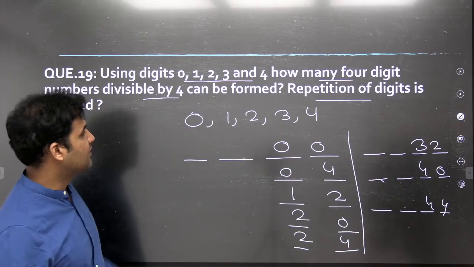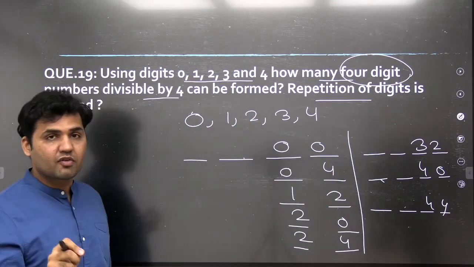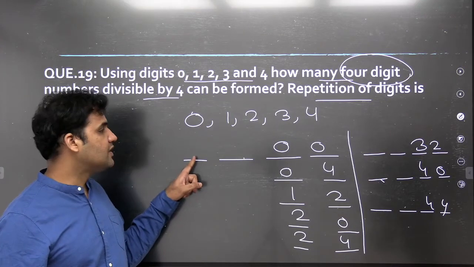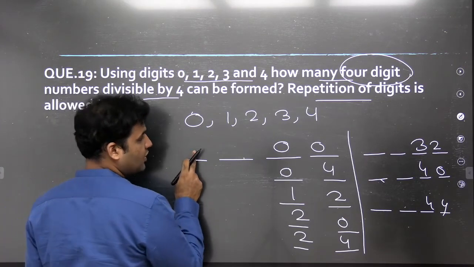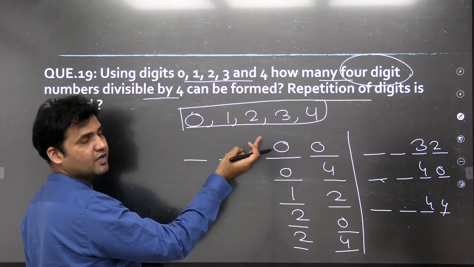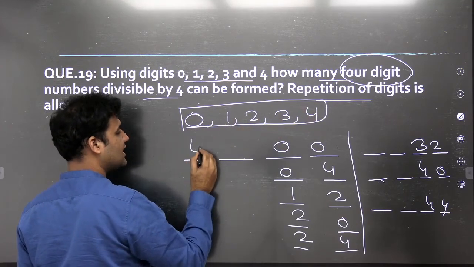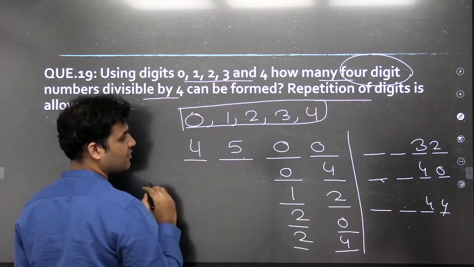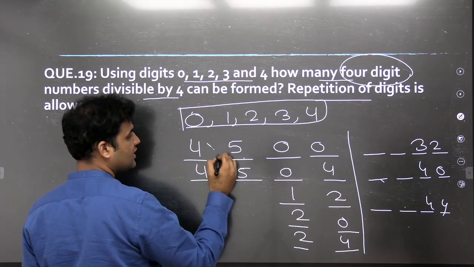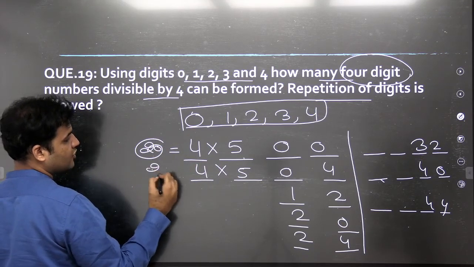Now, keep this in mind that I have to make a 4-digit number here. If the number of digits is specifically mentioned, the first place cannot be filled with 0. Out of the 5 digits, repetition is allowed, but 0 will not be coming over here. So I will be left with 4 digits to use. This place can be filled in 4 ways, this place can be filled in 5 ways. Same is the case for here also. This place can be filled in 4 ways, this place can be filled in 5 ways. So I'll have 20 numbers over here, 20 numbers over here.